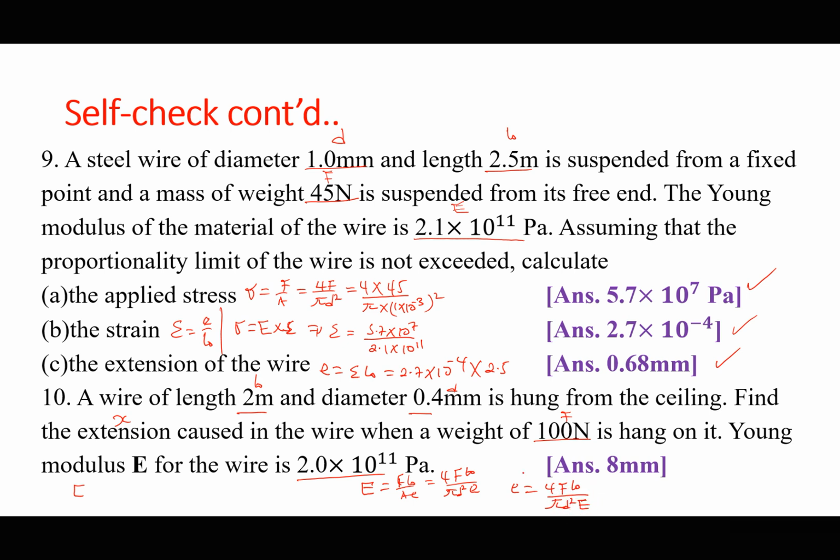They wanted us to find extension e or x. I can use x for that matter. So F is known, L naught is known. D, you just change from millimeters, so it will be 0.4 times 10 to the power of minus 3 to change it to meters. The Young modulus is known, so you should just check that answer and see. I expect that is correct.